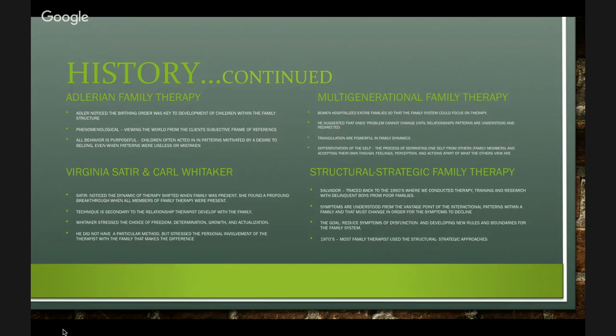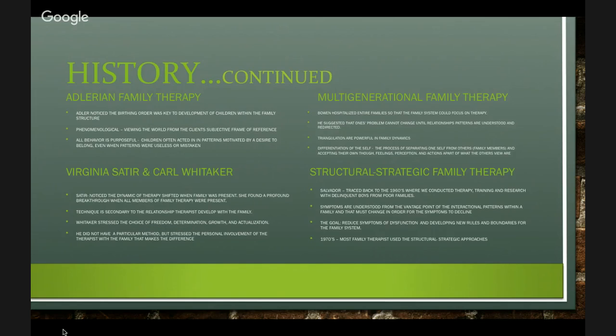Satir noticed that the dynamic of therapy shifted when the family was present, and she found a profound breakthrough when all family members in therapy were present. You'll see a connection to that further on when I mention something about being whole, the family as a whole. Also, symptoms are understood from the vantage point of the interactional patterns within the family, and those must change in order for the symptoms to decline.